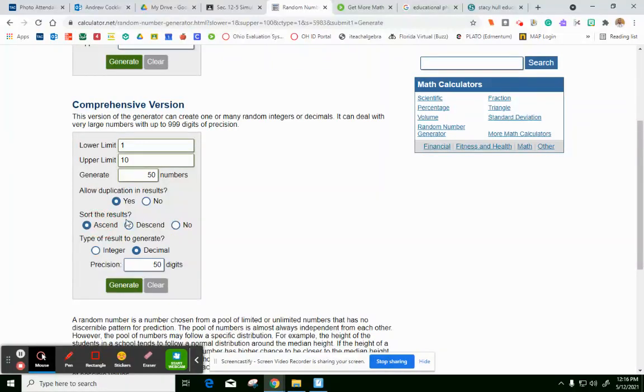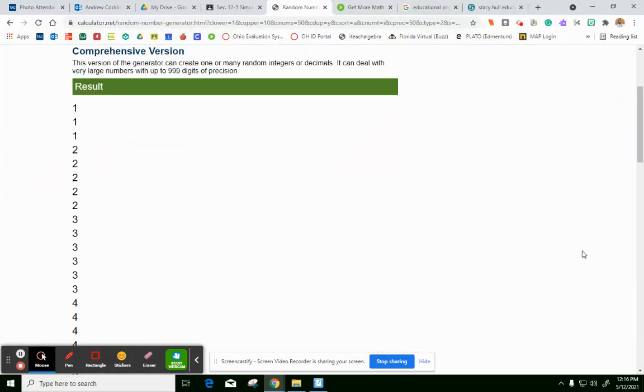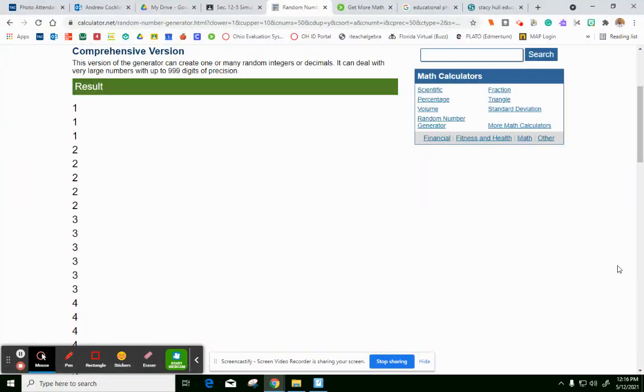So I'm going to choose to put them in ascending order, which means the smallest number will be first and the biggest numbers will be last. And then that way they're just not all randomly all over the place. Work smarter, not harder. And lastly, integers only. Don't give me decimals. I don't want a decimal. We had already decided the numbers we were going to use. None of them were decimals. Now, when you click the generate button, you're going to get a new screen and it's going to give you 50 randomly generated numbers. Your numbers most likely are going to be different than mine, and that's perfectly okay. Now we have to count here.